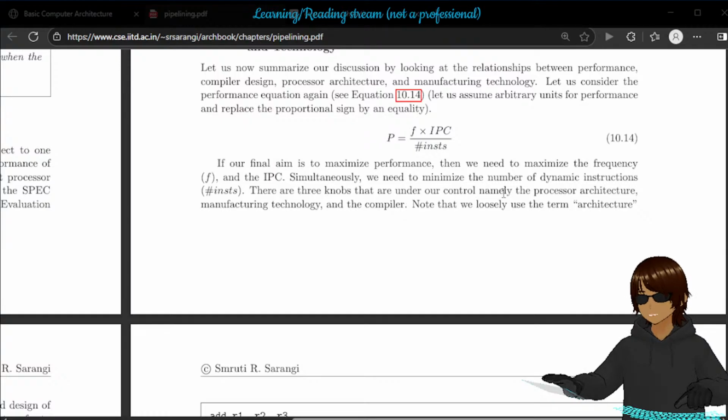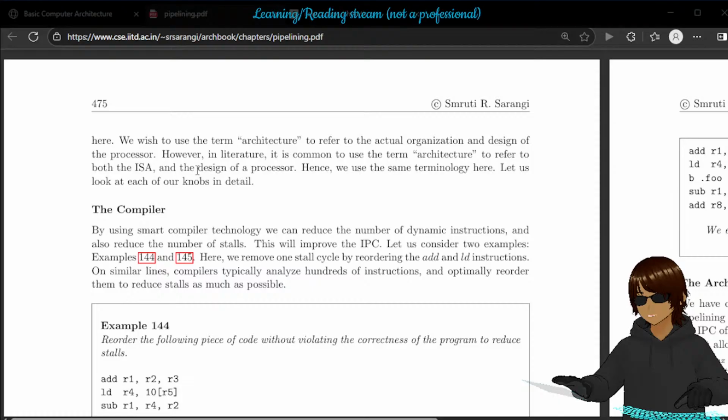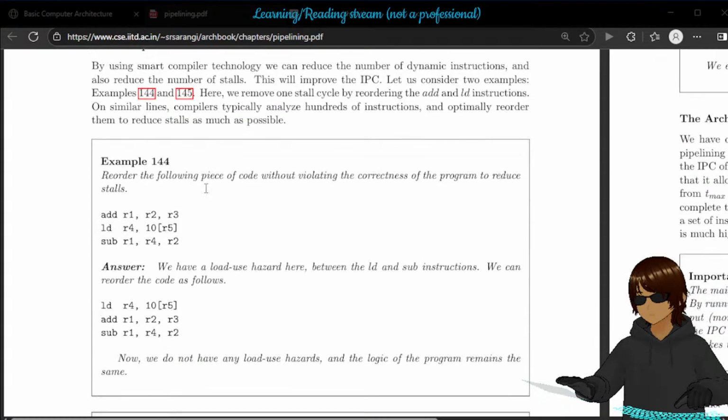There are three knobs that are under our control, namely the processor architecture, manufacturing technology, and the compiler. Note that we loosely use the term architecture. We use the term architecture to refer to the actual organization and design of the processor. However, in literature, the common use of the term architecture refers to both the ISA and the design of a processor. Hence, we use the same terminology here. Let us look at each of our knobs in detail.